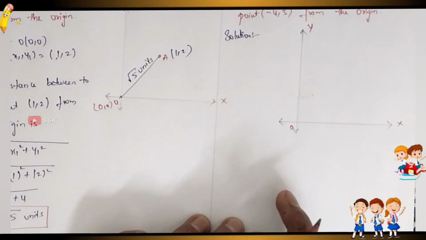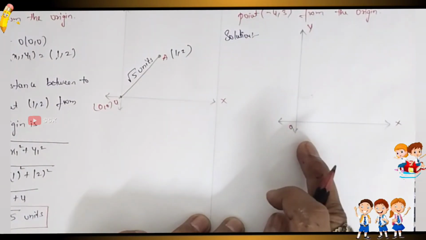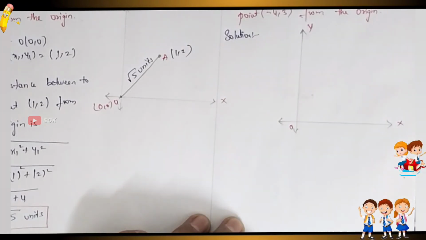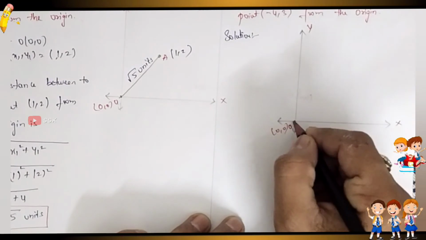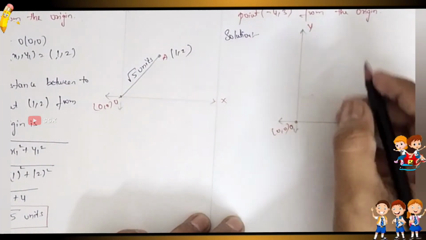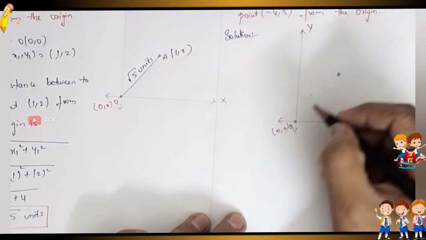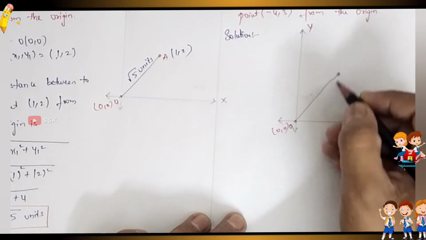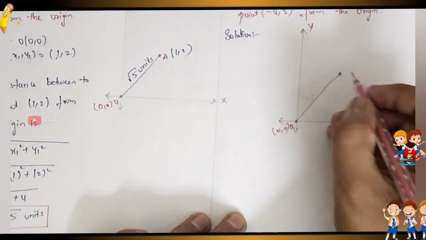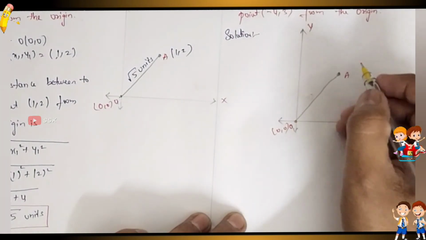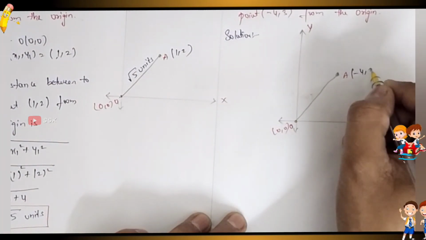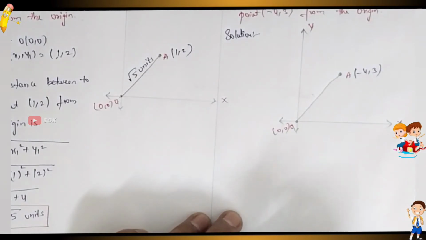Now let us draw this. This is x axis, this is y axis, intersecting at the point that is origin, 0 comma 0. Already 1 point is there, that is the origin. So one more point, you can choose here. So draw a line between these 2 points, that A represents. You can take any, okay. So I'm taking A value as minus 4 comma 3.